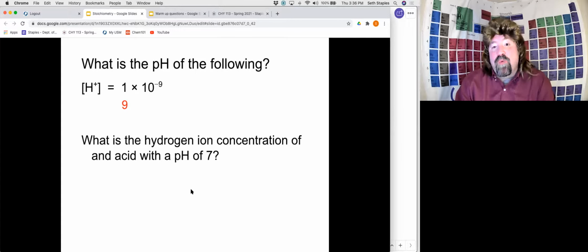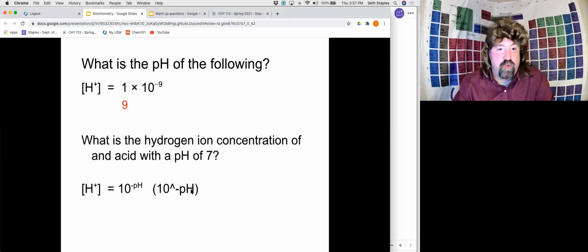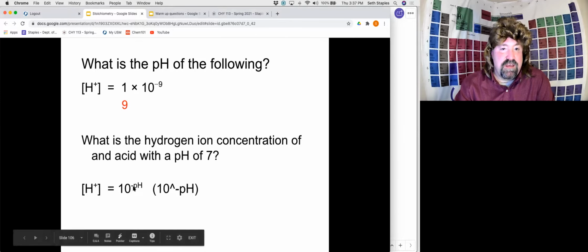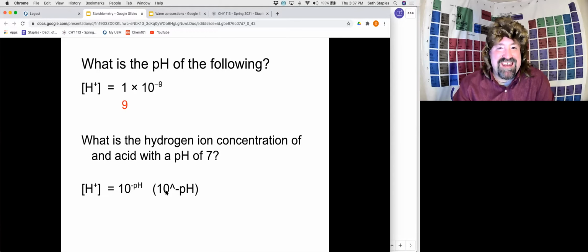Sometimes you need to go the other way. Sometimes you're given the pH and you want to find the actual hydrogen ion concentration. If you're not familiar with the mathematics of logs, that's fine. I'll just tell you that what you do is you raise 10 to the negative pH. 10 raised to the negative pH will give you the hydrogen ion concentration. So in this case, it's going to be 10 raised to the negative 7th power.